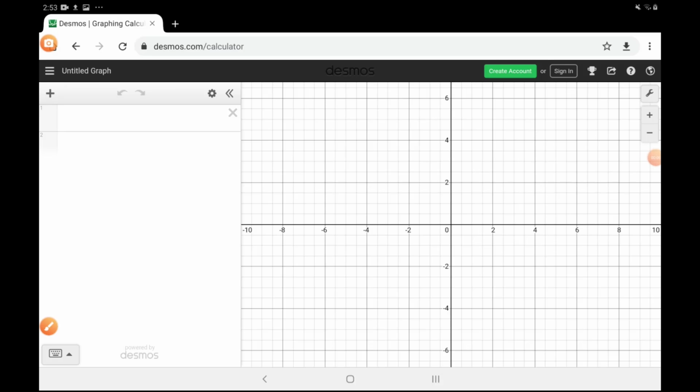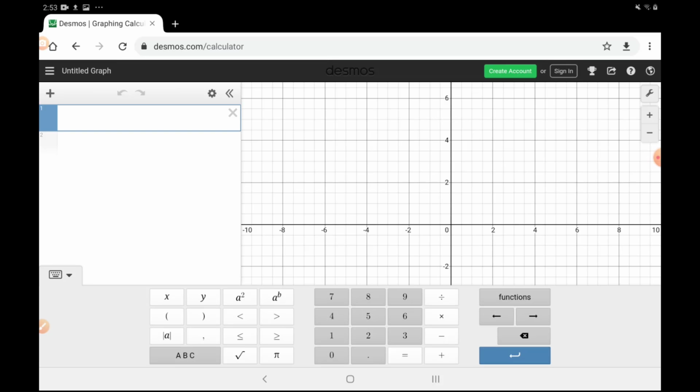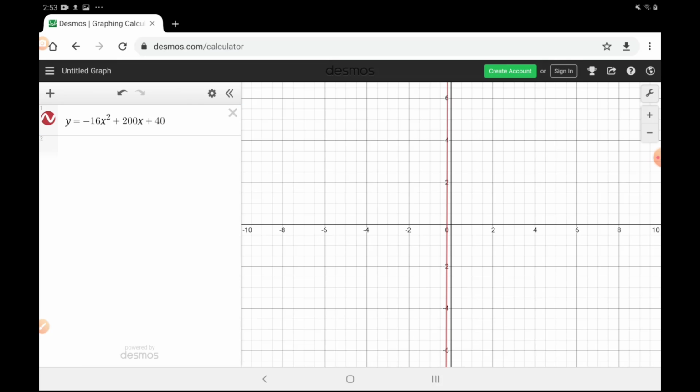I'm going to use Desmos to graph this parabola and to verify if our answers were correct. So let's type in the original function. I'm going to use y is equal to -16, and I'm going to use x instead of t, so x squared plus 200x and then plus 40. Okay, perfect. So that doesn't give us a good picture.